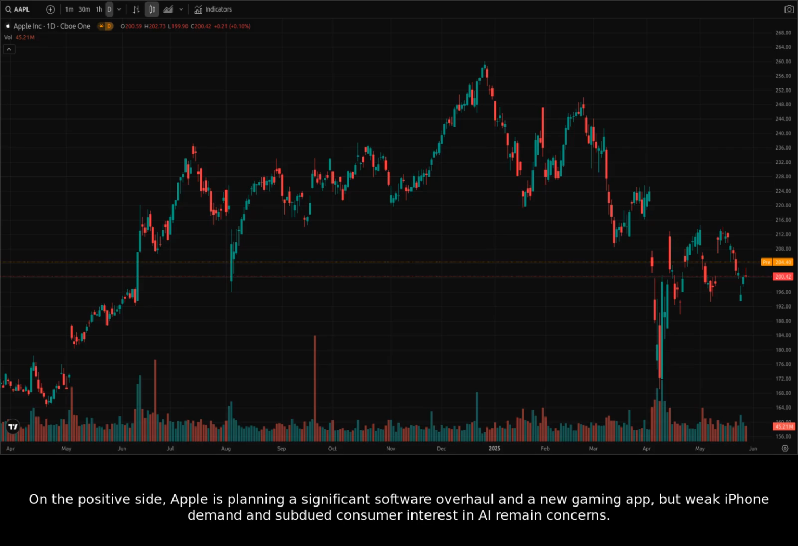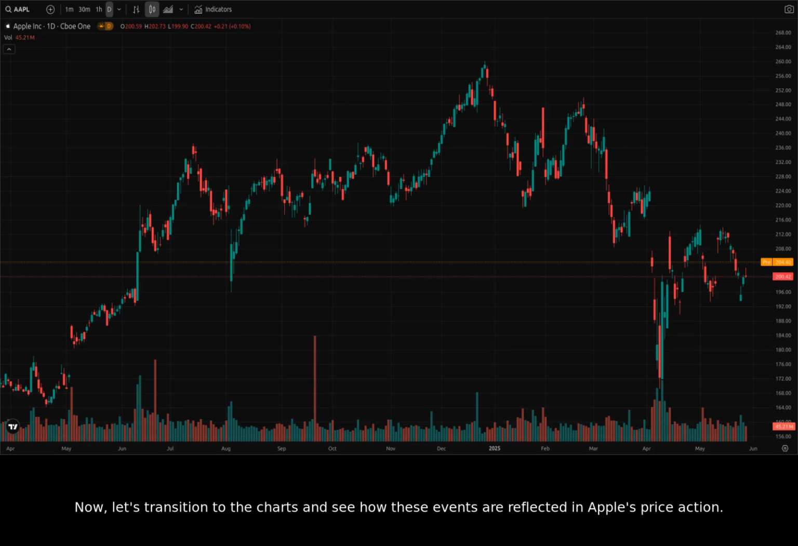On the positive side, Apple is planning a significant software overhaul and a new gaming app, but weak iPhone demand and subdued consumer interest in AI remain concerns. Now, let's transition to the charts and see how these events are reflected in Apple's price action.